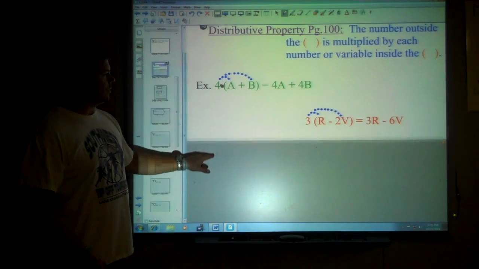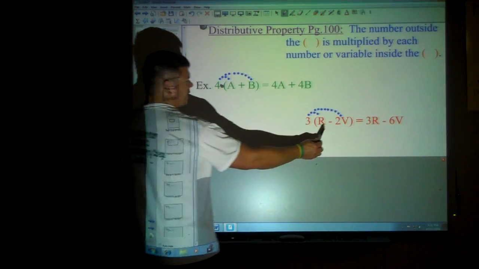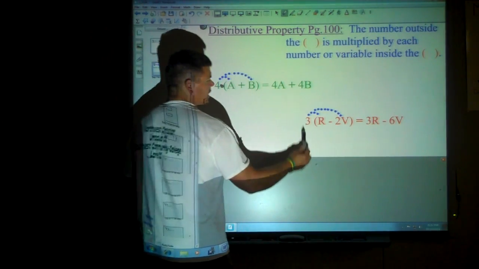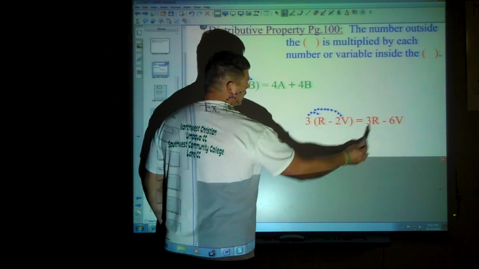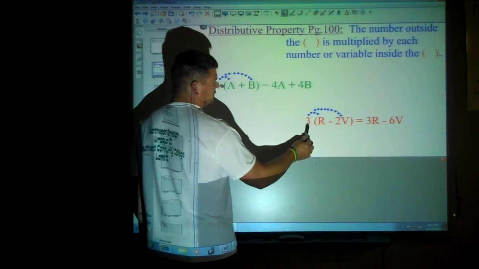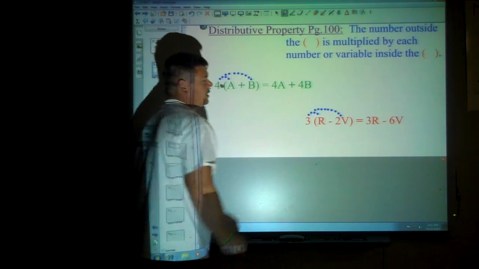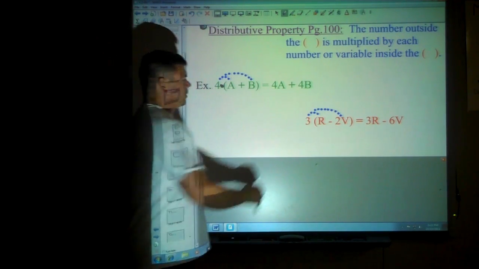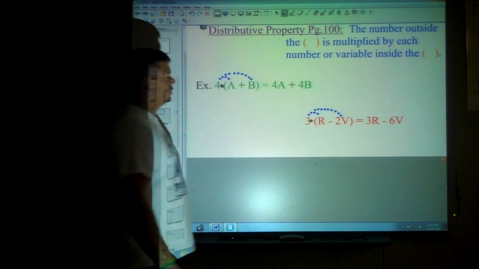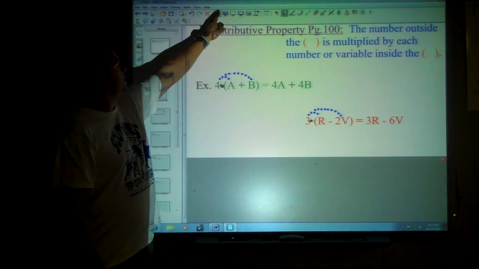Another example of this would be if there was subtraction. That's okay, the subtraction stays. You'd go 3 times r is 3r. You don't have to have like parts to multiply, so 3 times 2v, 3 times 2 is 6v. So that's an example of the distributive property. If the number on the outside is multiplied, you can do it by each number on the inside.